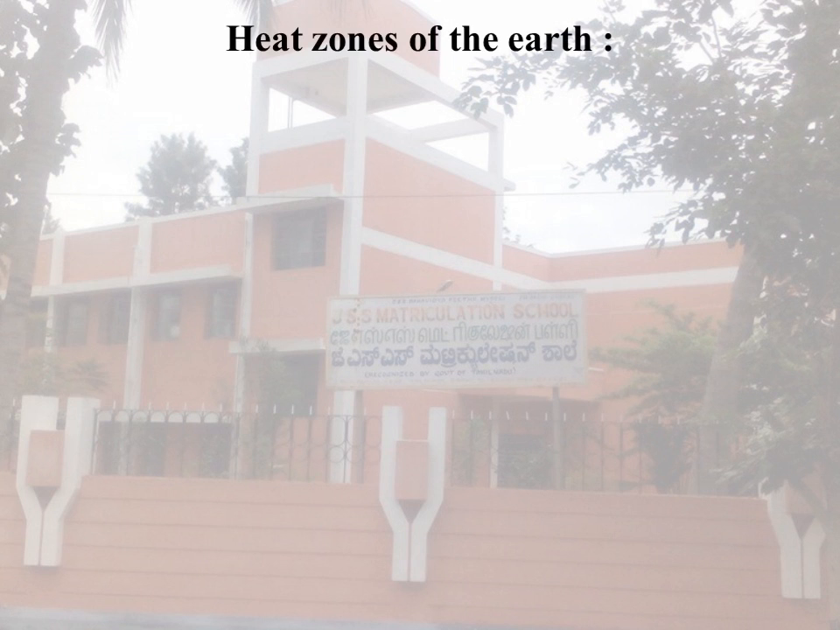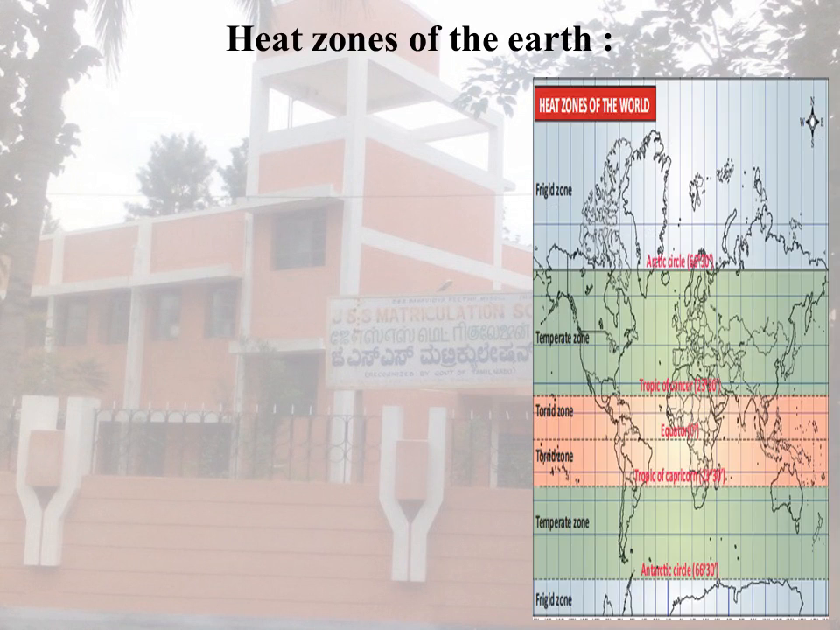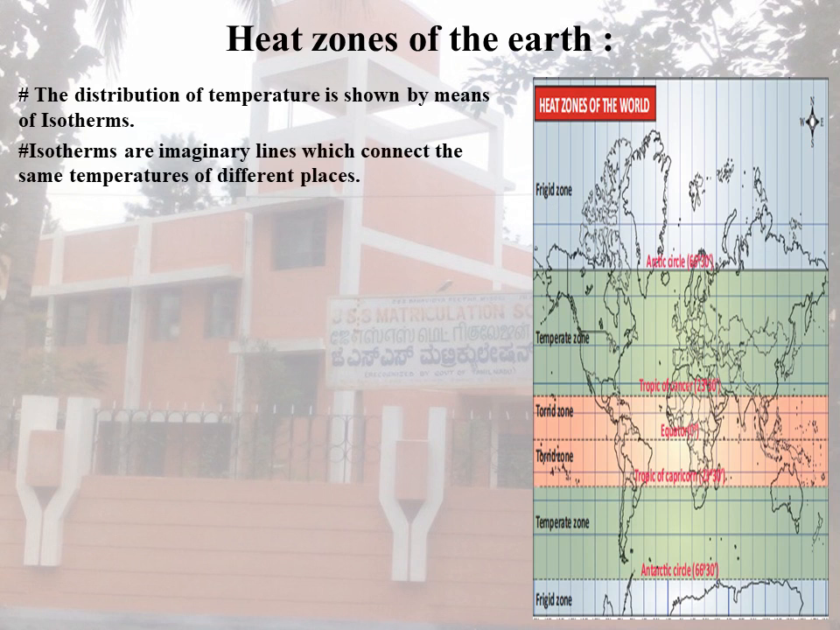The distribution of temperature is shown by means of isotherms. These isotherms are imaginary lines which connect places of the same temperature.